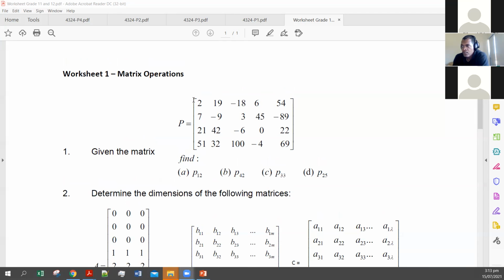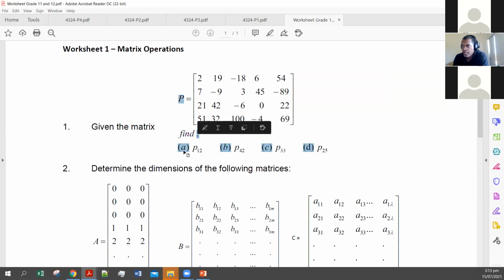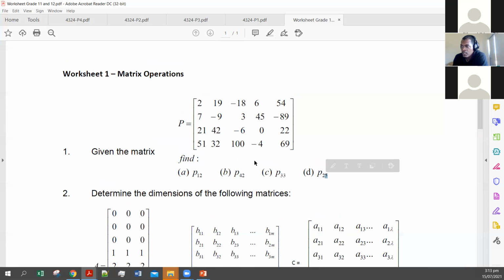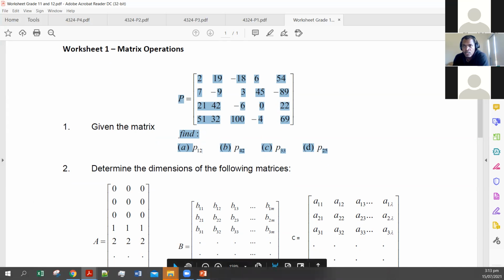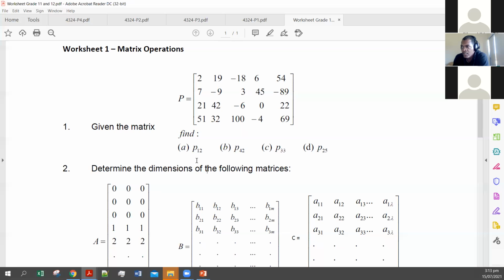So we give you a matrix P, which is this one over here, and we ask you to find P12. Okay, find the elements that are in those positions over there, and we just want to know if you can do that. We can try the first one because it should be relatively easy for us. Then I will explain the rest of the questions, and then you can give it a go. I will call names randomly so that we can at least see if you can find those elements.